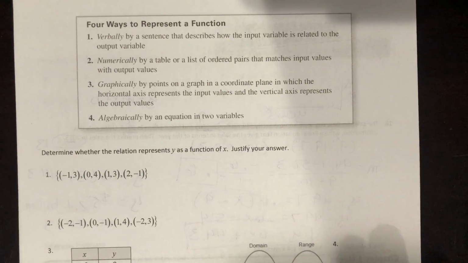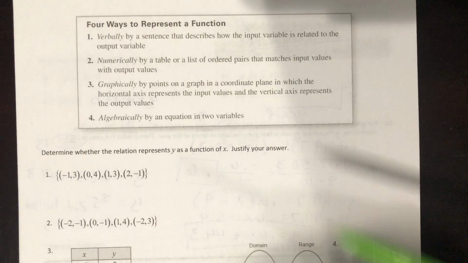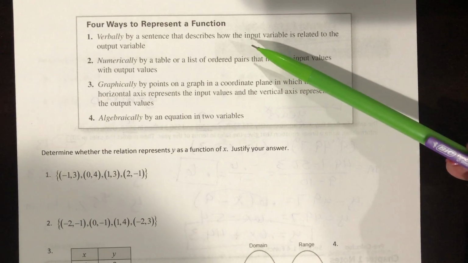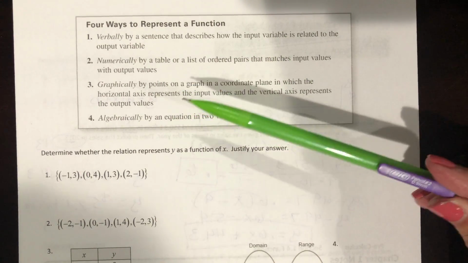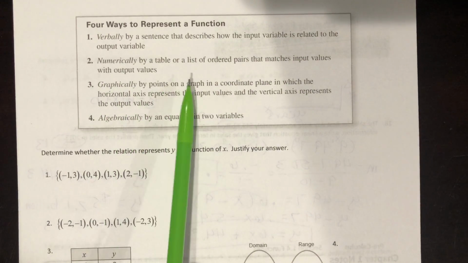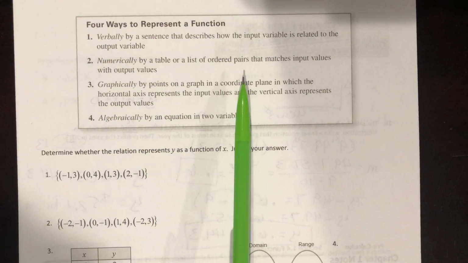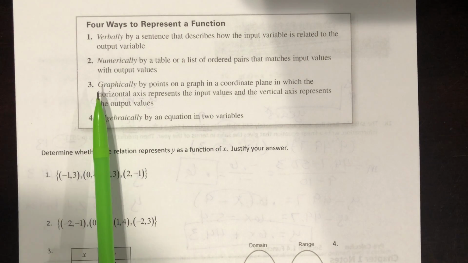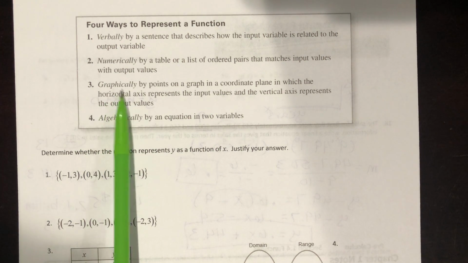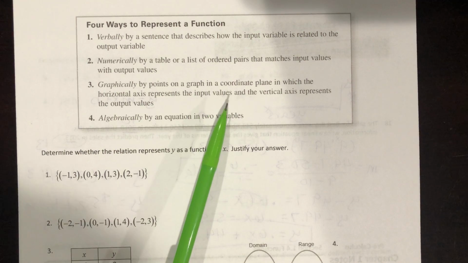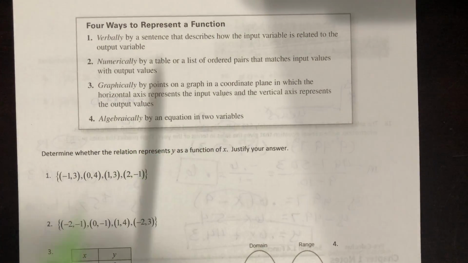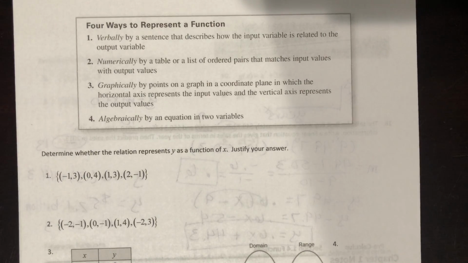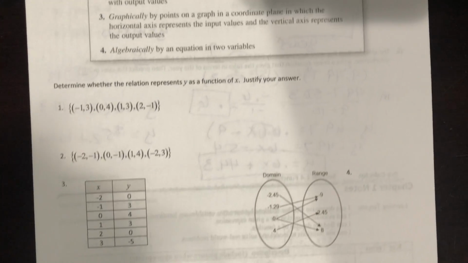Okay. So there's 4 ways you can represent a function. Verbally is by a sentence that describes how the input variable is related to the output variable. Secondly, you could do it numerically by a table or a list of ordered pairs. Or you could do it graphically by points on a graph in a coordinate plane, or algebraically by an equation in 2 variables. So let's look at some of these.